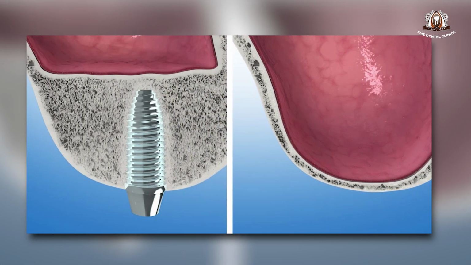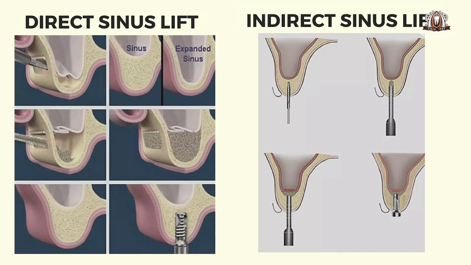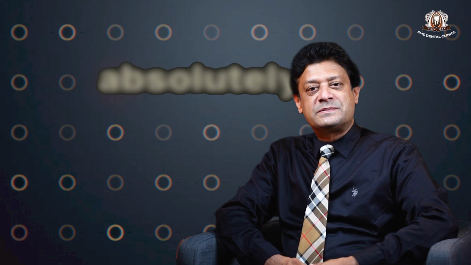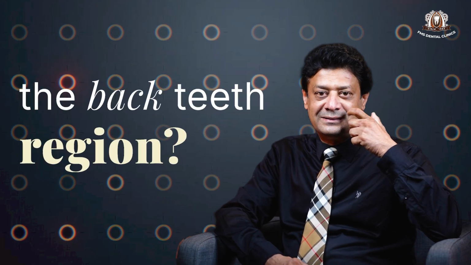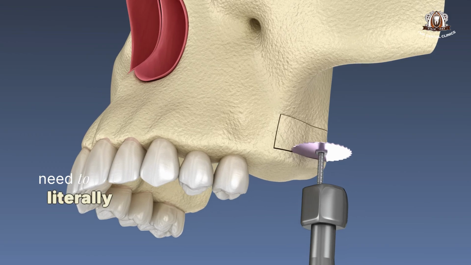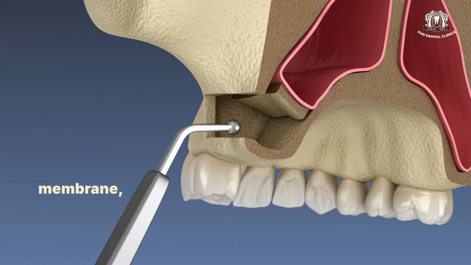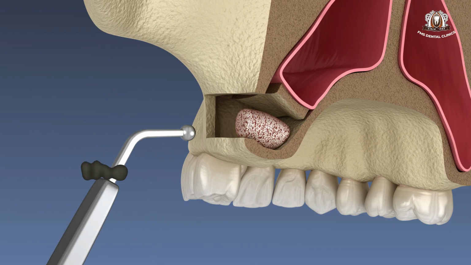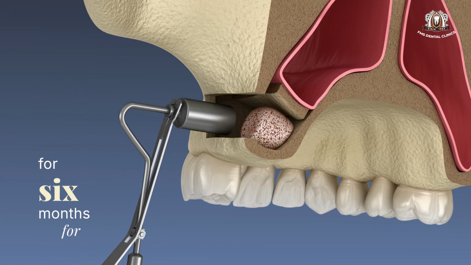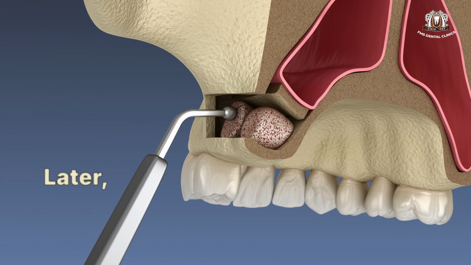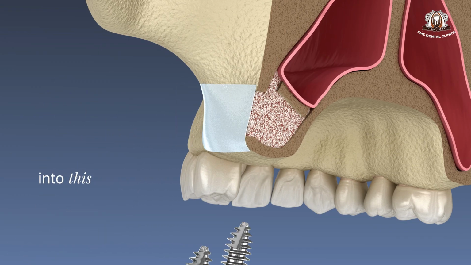There are two types of sinus lift procedures. One is direct and the other is an indirect sinus lift procedure. So what is a direct sinus lift procedure? When there is absolutely no bone in the back teeth region to place implants, we need to literally open the sinus from the sides through the mouth, retract the membrane carefully, place bone graft into the sinus and wait for 6 months for this bone to ossify. Later we place implants into this grafted bone.